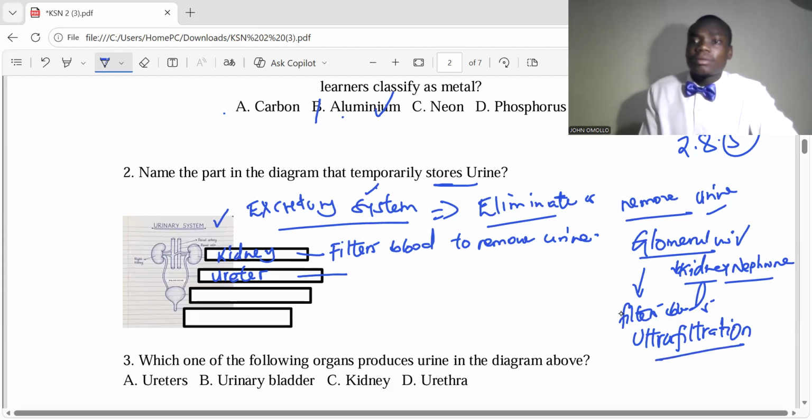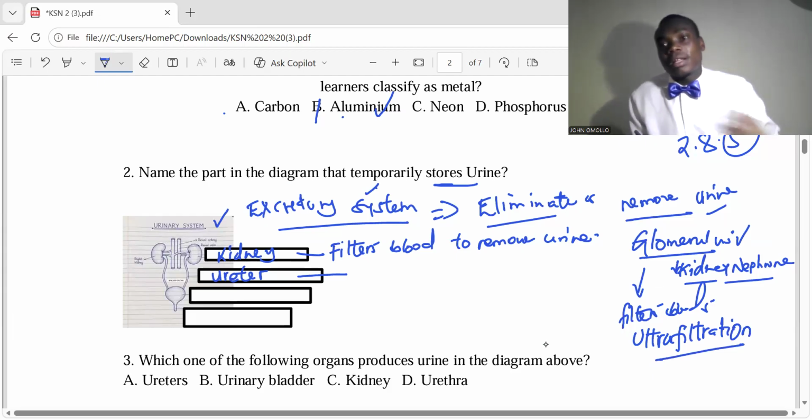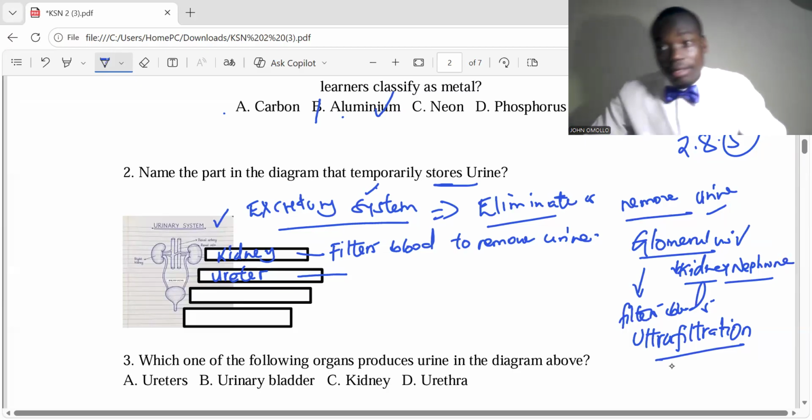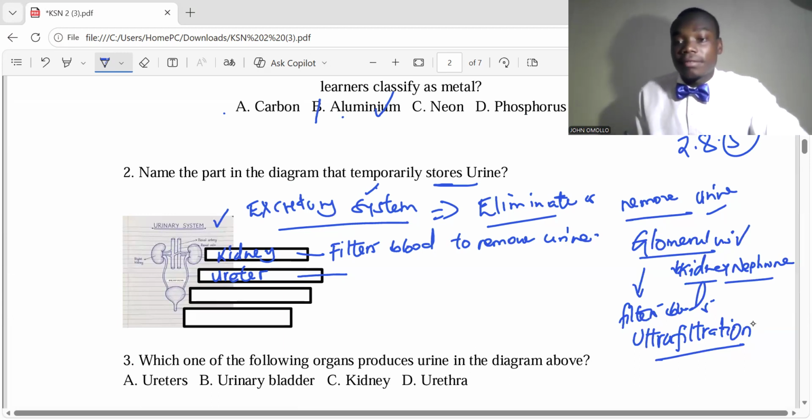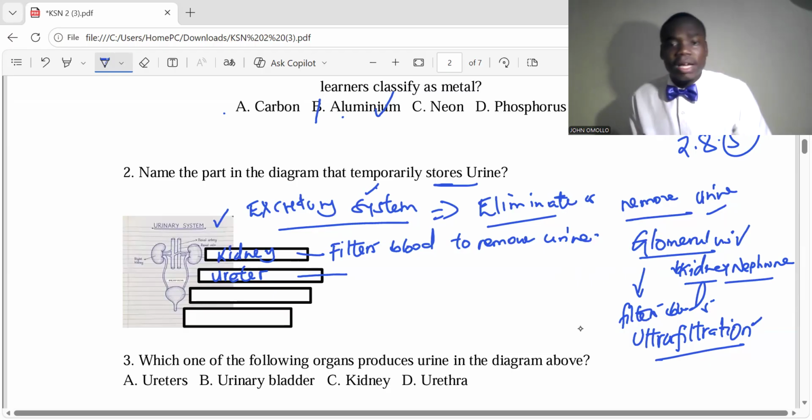I saw a question for grade 9. It is a paper that I set for learners in term 2, and I asked them the function of the glomerulus. So the glomerulus helps in what we call ultrafiltration. So it filters blood to remove excess waste and even urine. So that is what happens.